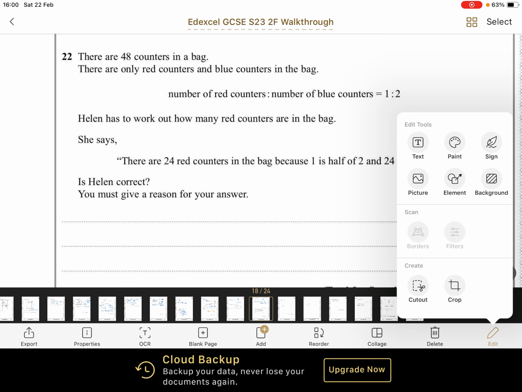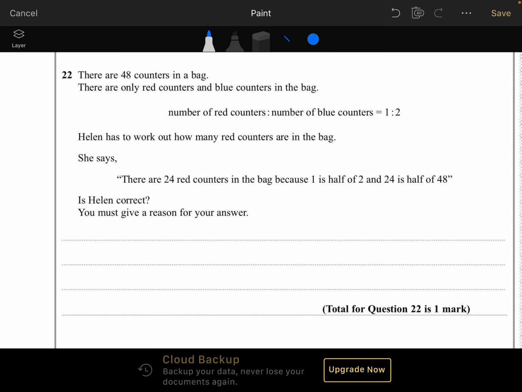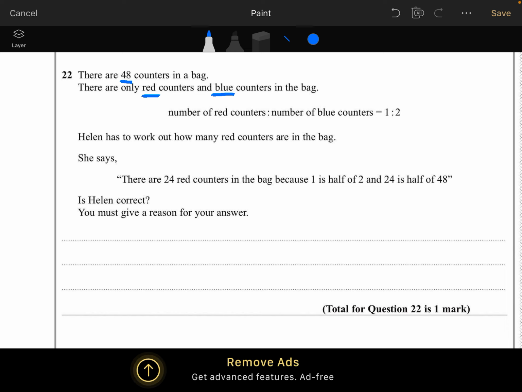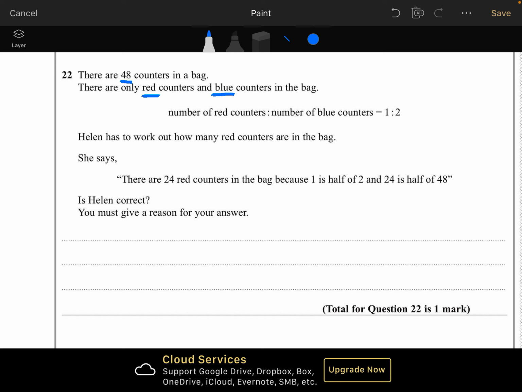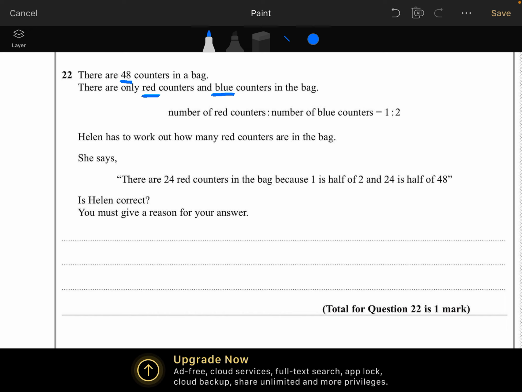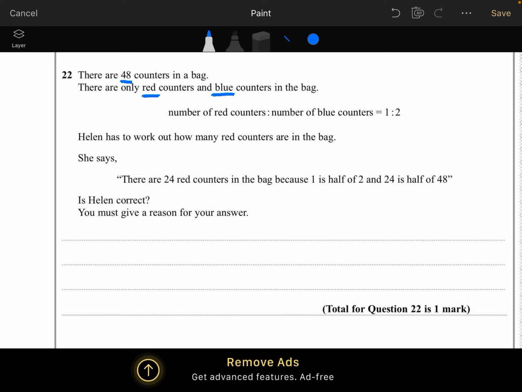There are 48 counters in a bag. This is question 22. 48 counters in a bag. There are only red counters and blue counters. Okay, red and blue. 48. The ratio of the number of red counters to the number of blue counters is 1 to 2. Helen has to work out how many red counters are in the bag. She says there are 24 red counters in the bag because 1 is half of 2 and 24 is half of 48. Is Helen correct?